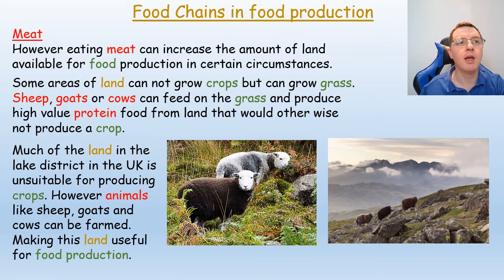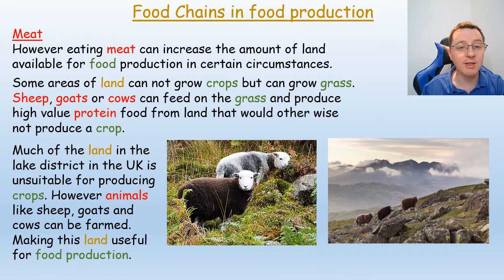Eating less meat is of course going to help us to be more efficient with the land that we can produce food from. However, in certain circumstances, eating meat can increase the amount of land available for food production. Some areas of land cannot grow crops, but they can grow grass. And sheep and goats and cows can feed on the grass and produce high value protein food from land that would otherwise not produce a crop.